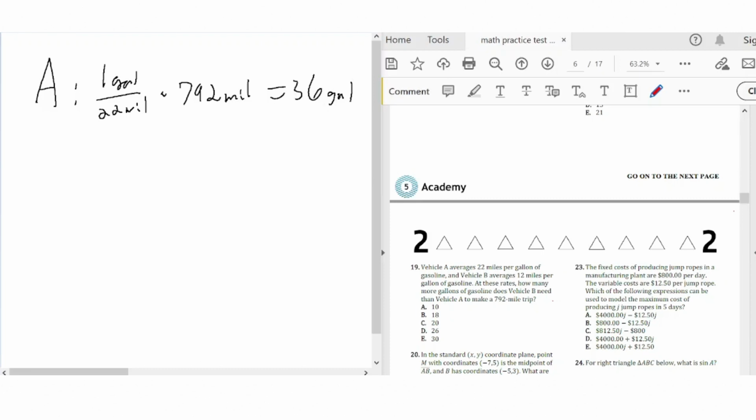All right, looking at B now, same process. I won't write all the work out because I just did it, but what we can do is do the same thing again and divide 792 by 12 this time. 792 divided by 12 gives us 66 gallons.